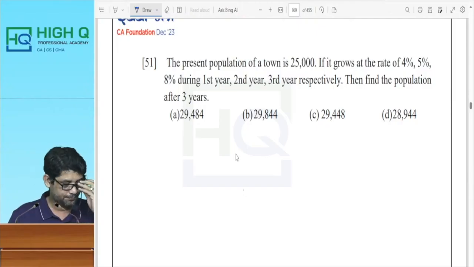So let us start. So today India-England match. Still you people joined today. I'm very happy about it.